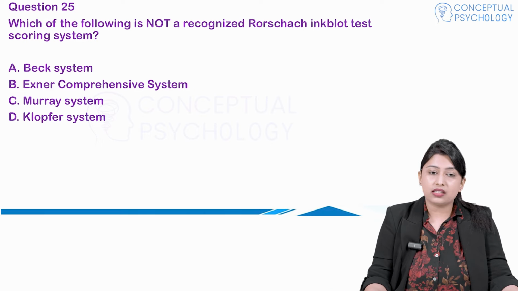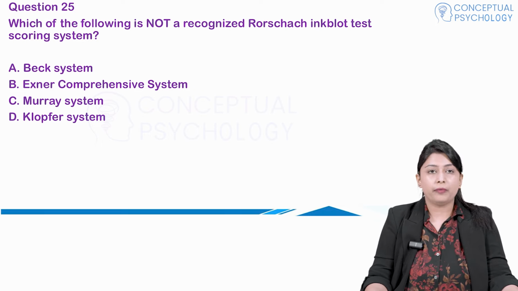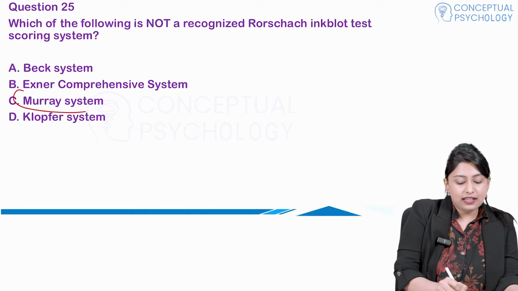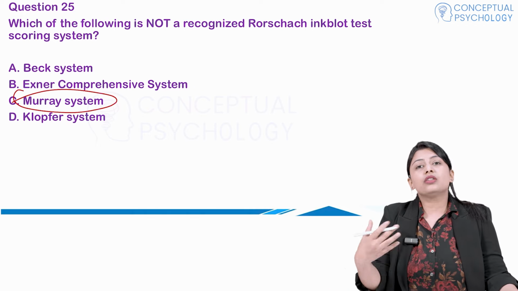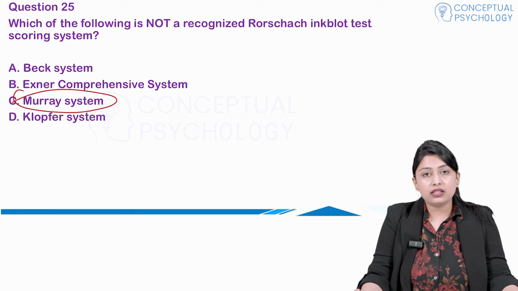Moving on to which of the following is not a recognized Rorschach Inkblot test scoring system? Beck, Exner, Murray or Klopfer? So the answer is easy, it's Murray. So Murray is not associated with Rorschach scoring systems.